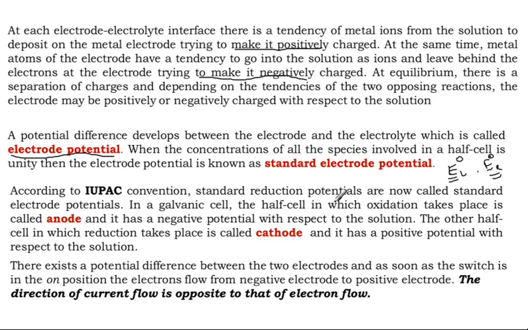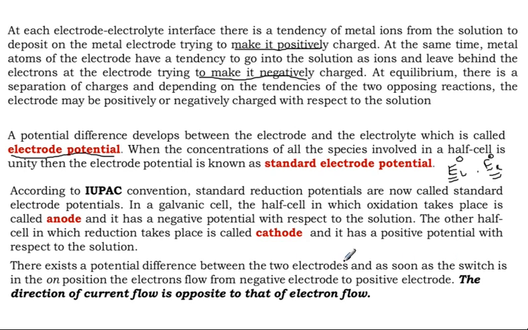So in the galvanic cell, the half cell in which oxidation takes place is called the anode, and it has negative potential with respect to the solution. The other half cell in which reduction takes place is called the cathode, and it has positive potential with respect to the solution. We had already discussed this. So there exists a potential difference between the two electrodes.